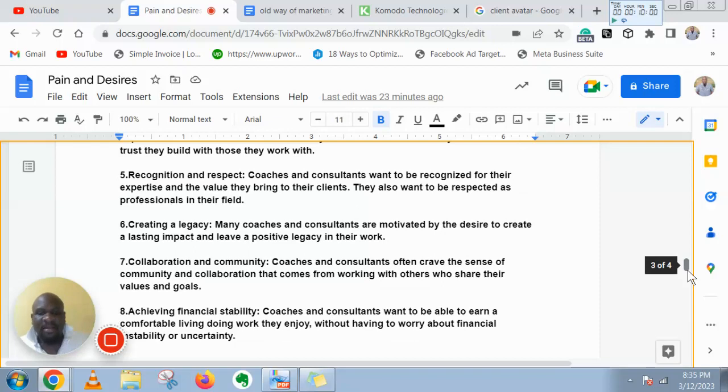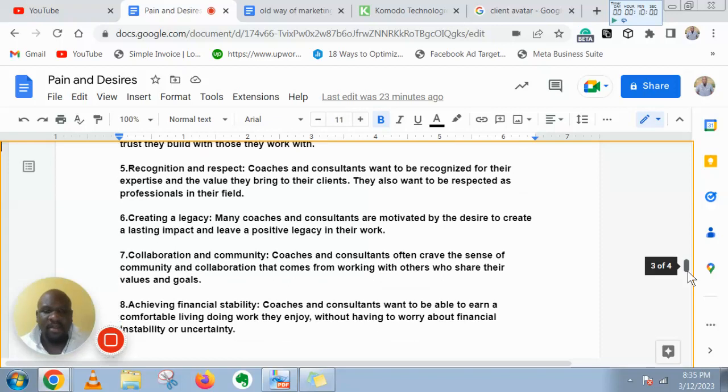Creating a legacy. Many coaches and consultants are motivated by the desire to create a lasting impact and leave a positive legacy in their lives. Someone comment about this particular process. I came across it here and there, but I can't comment on this. I haven't learned enough about this process, so you'd really have to inform me more about this. I'd like to learn more about this.